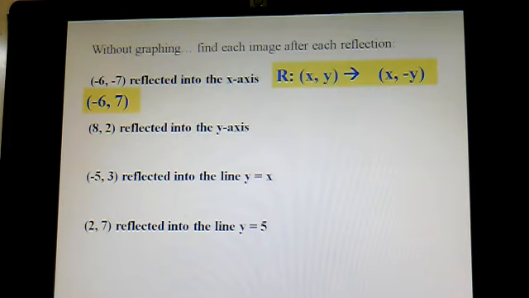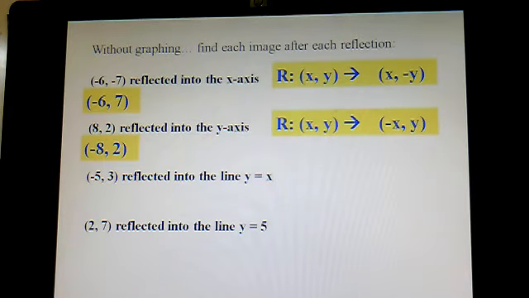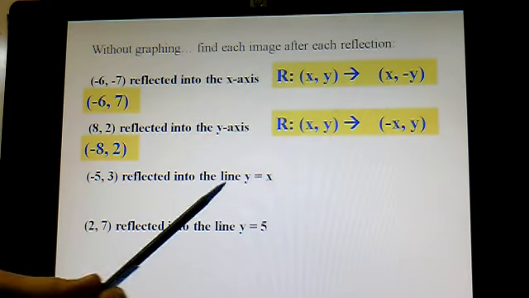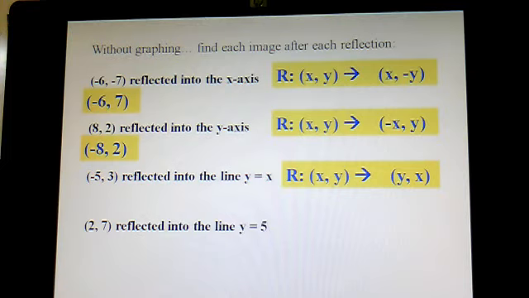Reflection over the y-axis, well that means the x changes. So I would just show that the x sign changes on there. And I've got -8, 2. Reflection over the line y equals x is just where the coordinates reverse. So I would show that rule where the coordinates reverse. And of course it's 3, -5. So the answers are pretty quick. Make sure you're showing some sort of justification for why this is the right answer.